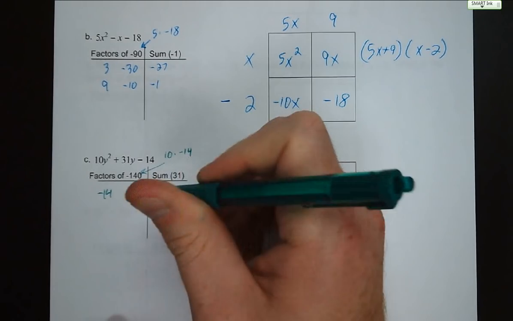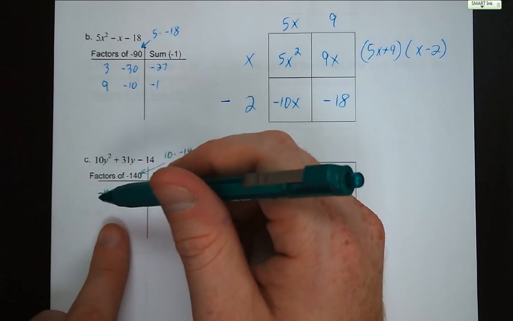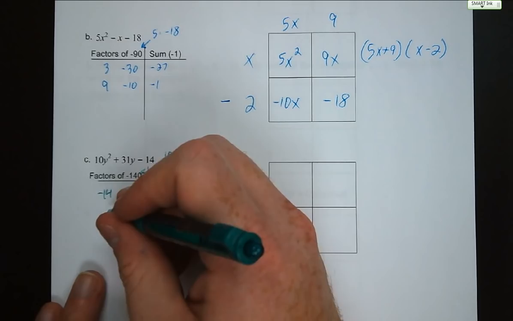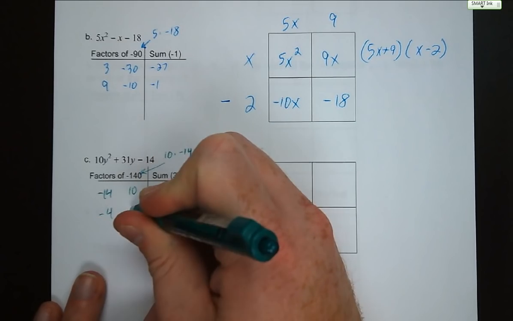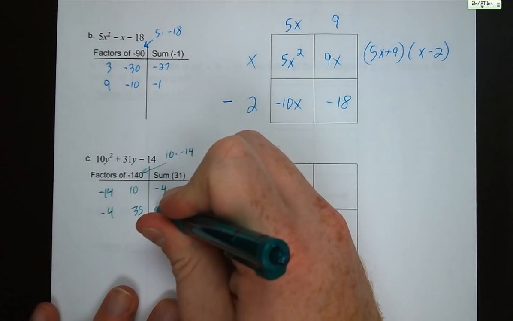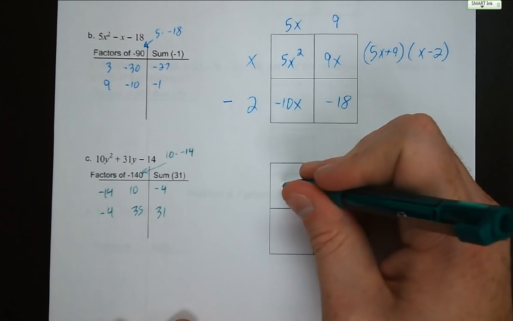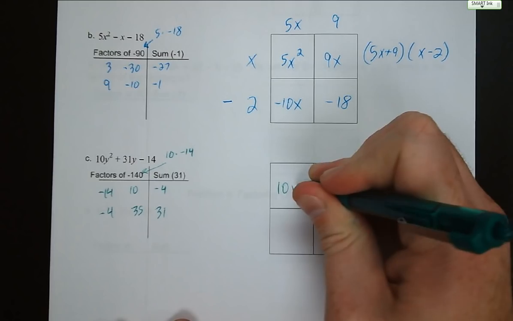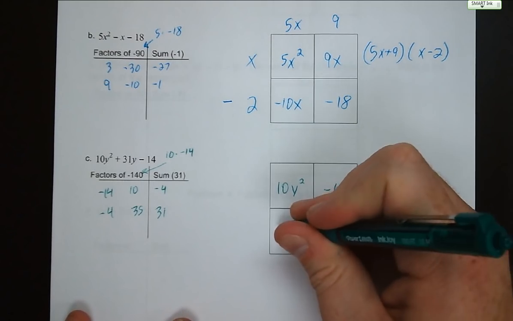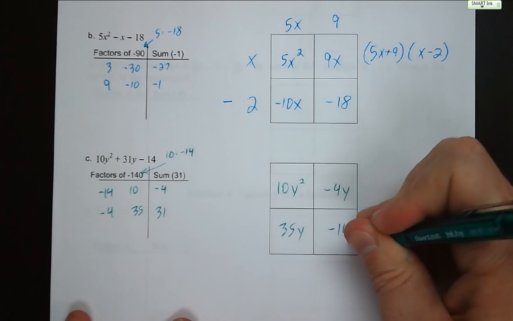All right, so we need to flip that around. We need a positive number to be our greater of our 2. So what if we tried, we're kind of going a little further, negative 4 and 35. That's going to give us a sum of 31. So plug in our table, 10y squared minus 4y plus 35y and minus 14.